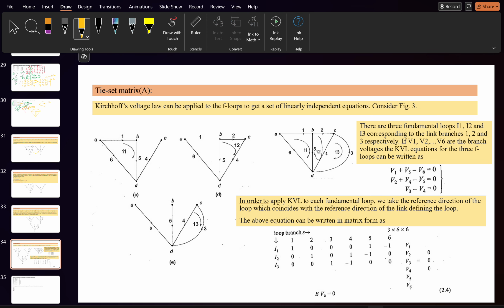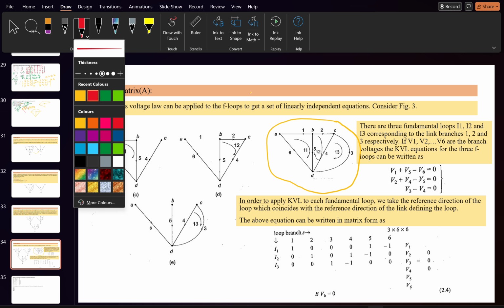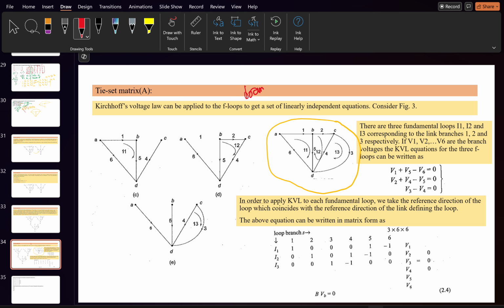Suppose I have taken one graph where the branch currents are given. Branch current and the loop current. What is the meaning of the branch current and the loop current? Branch current, suppose there are two nodes which are connected. Suppose this is node 1, node 2. So in between there will be one branch. So that is the branch current. That is the I1.